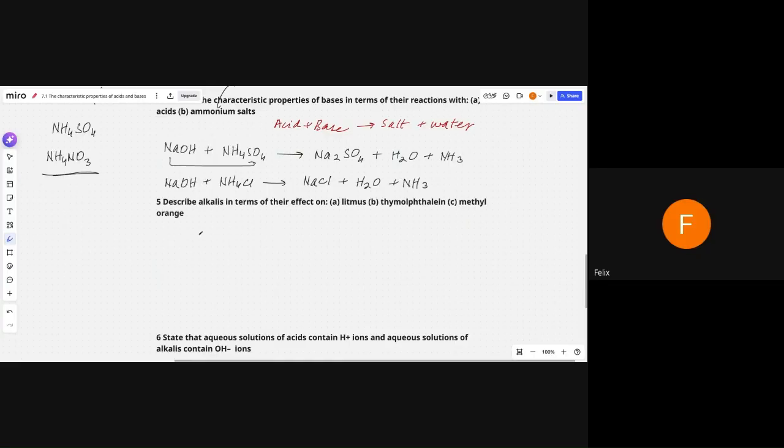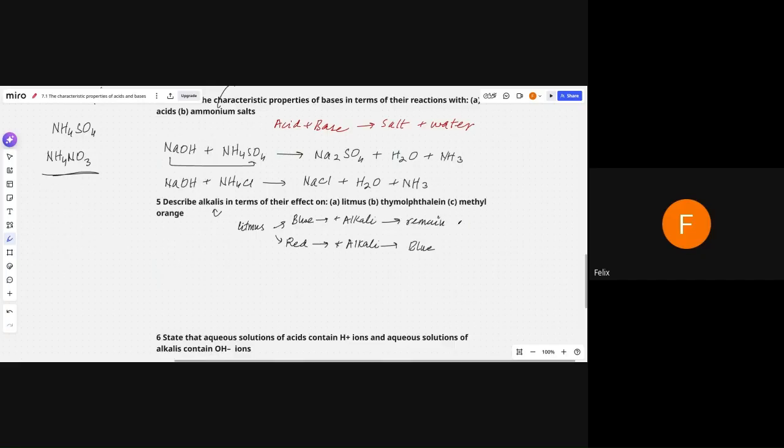Okay, so describe alkalis in terms of their effect on litmus, thymolphthalein, and methyl orange. Alkalis are bases that are soluble in water, right? Litmus comes in 2 different colors, blue and red. Red litmus paper, when it comes in contact with a base or an alkali, is going to change its color to blue. And if it's a blue litmus paper, it will remain blue.